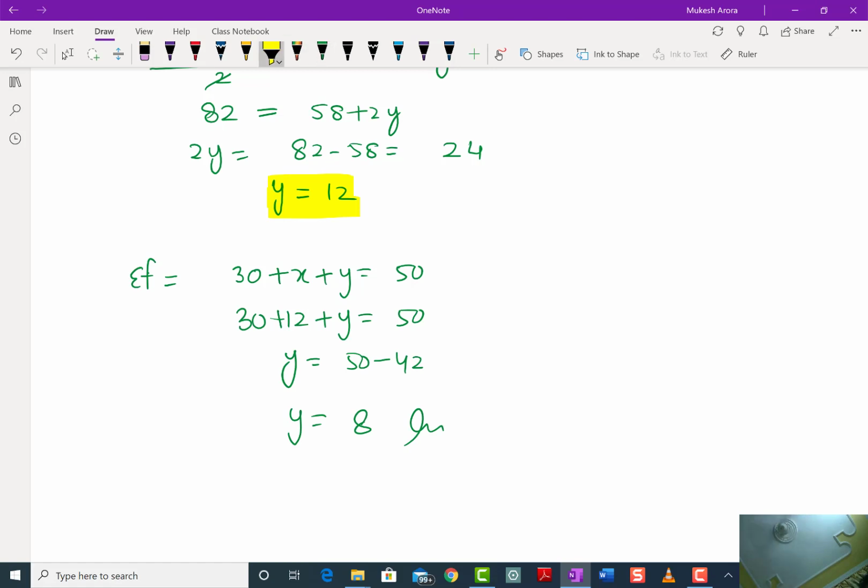So this way, we have put in the value of y, and we are able to get the value of x as well as y. This is the method to solve questions on missing frequency.